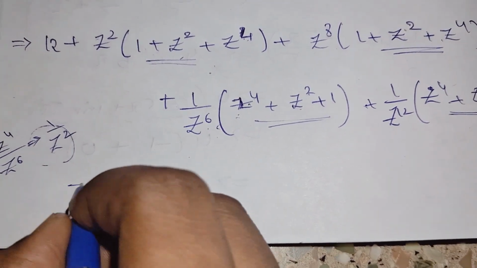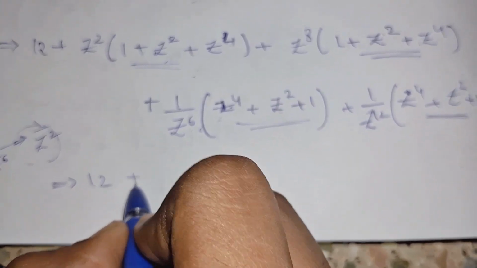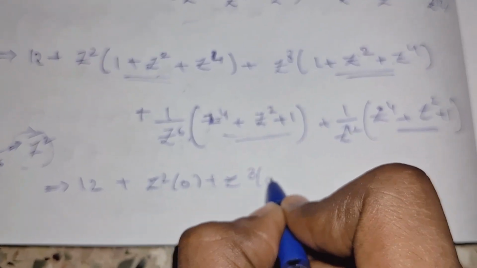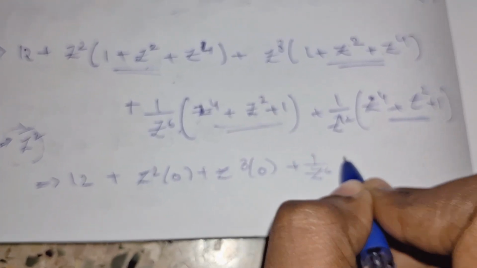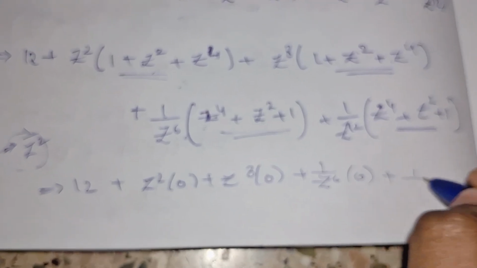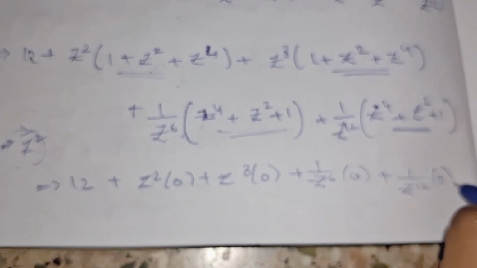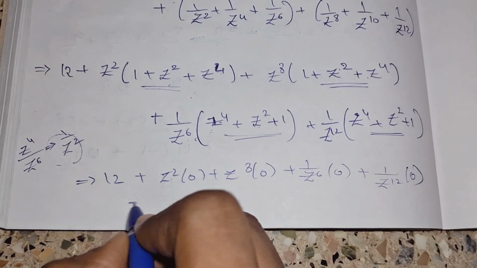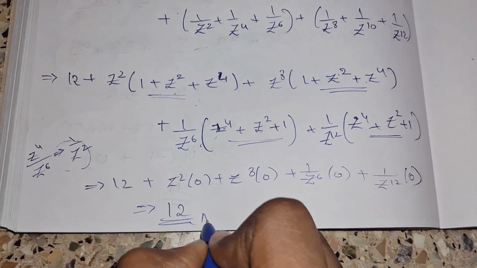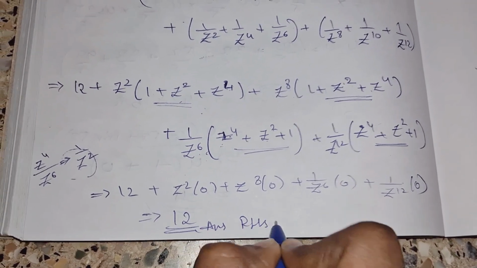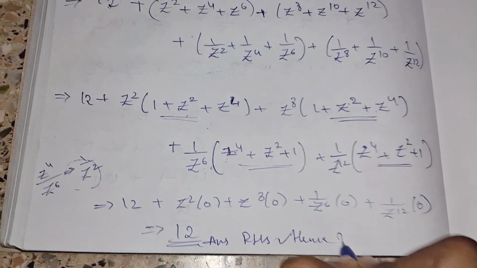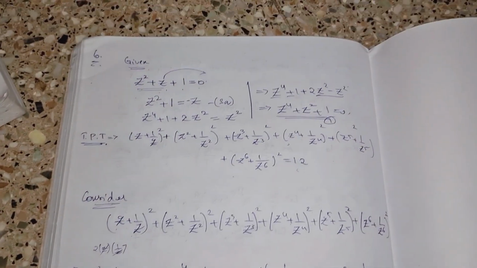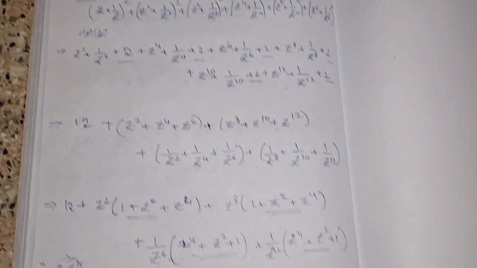If I substitute, what will we get? 12 plus z square into 0 plus z to the power 8 into 0 plus 1 by z to the power 6 into 0 plus 1 by z to the power 12 into 0, right? Which will be equal to 12. So this is the RHS, hence proved. Though this is a big problem, it is a simple problem only.